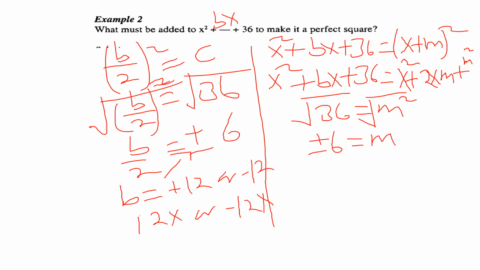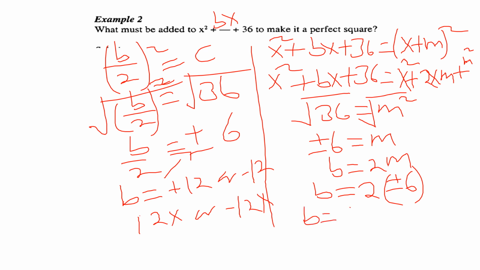And remember, here we know that our b is equal to 2m, so I can say that my b becomes 2 multiplied by either a plus or a minus 6, which results in my b being either positive 12 or negative 12. So we can either have 12x or negative 12x. So can we proceed?